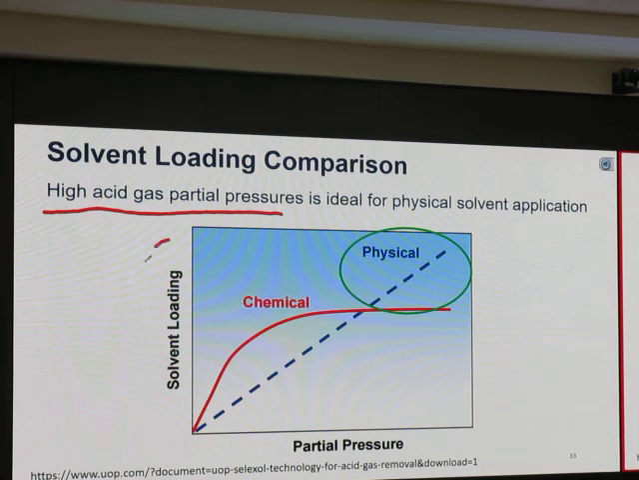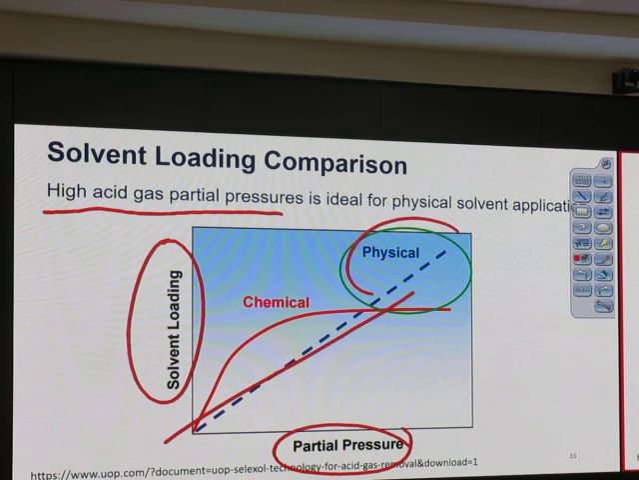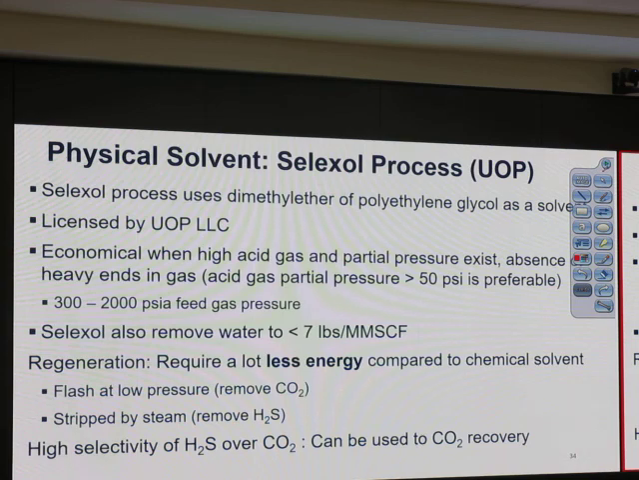So this is solvent loading, the amount of solvent loading versus the partial pressure. It is linear over here; they try to say that physical solvents work properly, linearly. Chemical solvents stop working when we have too much partial pressure. That's what I got when I read that website from UOP. Physical solvent, Selexol process, I think this is what they use.